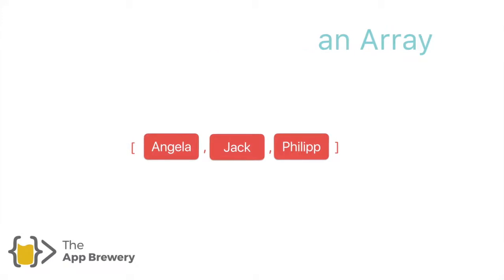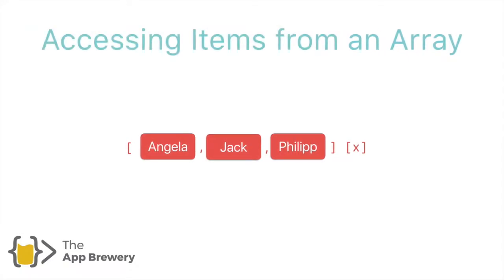Now, when we want to access items from an array, we can use another set of square brackets and tag it on at the end of the array. And inside the square brackets, that X is a number that refers to the position of the item that we want to retrieve from the array.